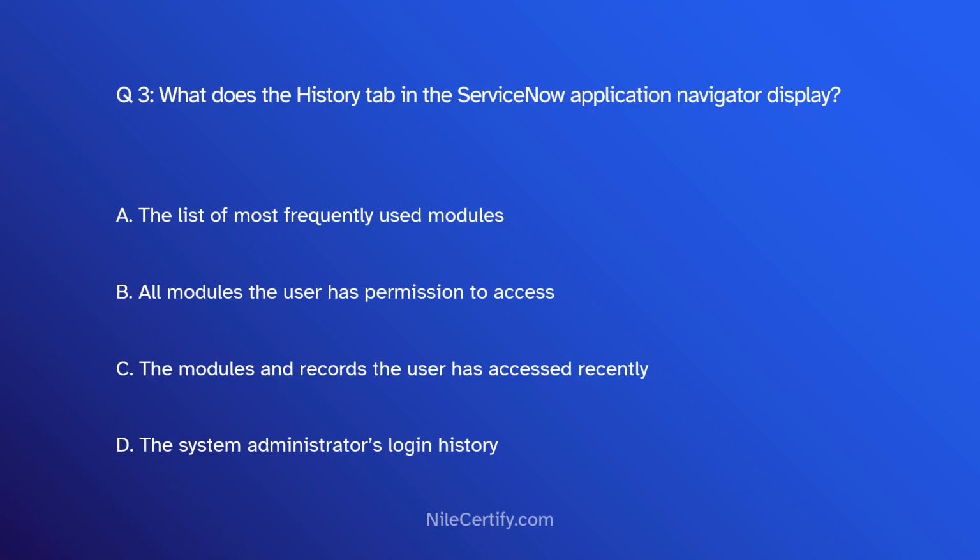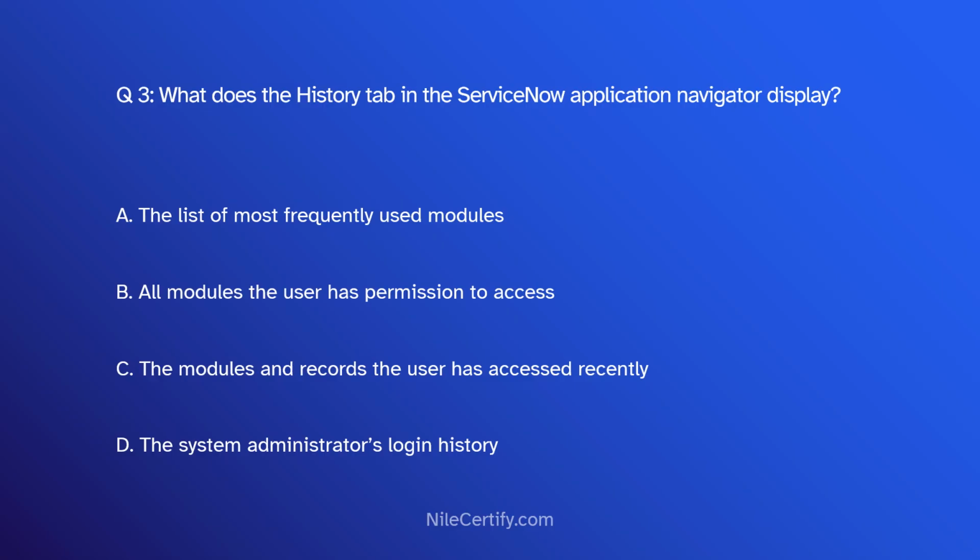So when you look at this question, the key clues here are History tab and Application Navigator. We are not talking here about reports or logs or rules. We are talking about that little History tab on the left side where the Application Navigator lives. And the exam is really asking, do you know what shows up in your personal history list in the Navigator? So keep that in mind as we go through each option.